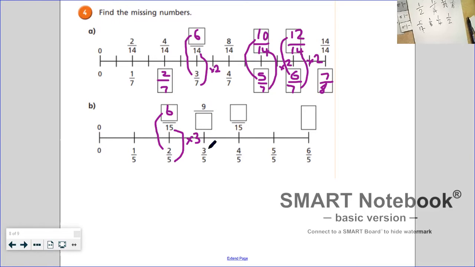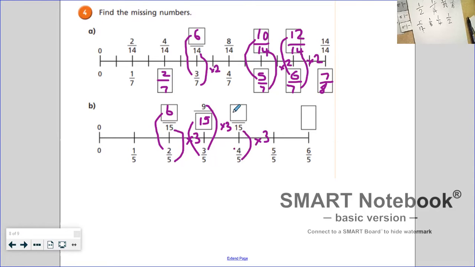Let's look at this one. So I've already seen here that I've got my 3 numerator and my 9 numerator. And for 3 to 9, we have times by 3. So I must do the same to my denominator. My denominator, 5 times 3 is 15. So 3/5 is equal to 9/15. Let's have a go at this one. 5 to 15 again, times by 3.